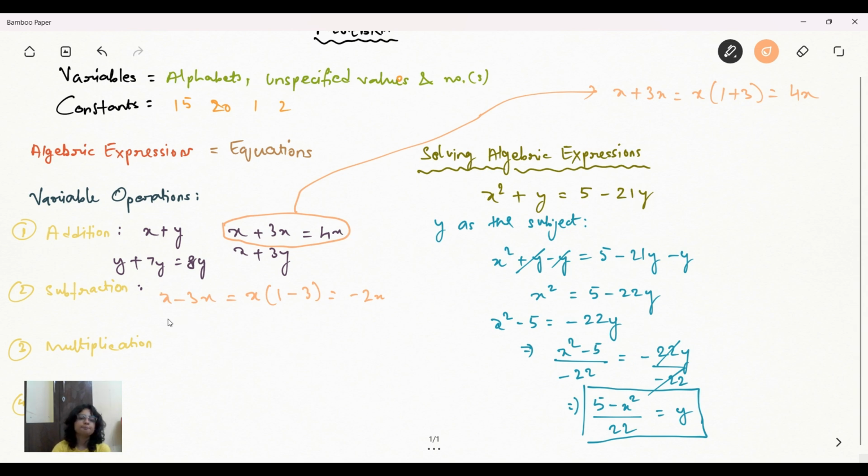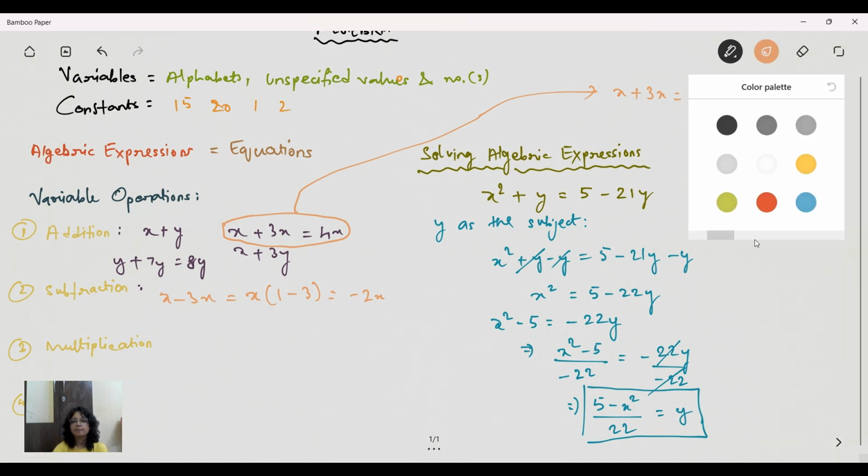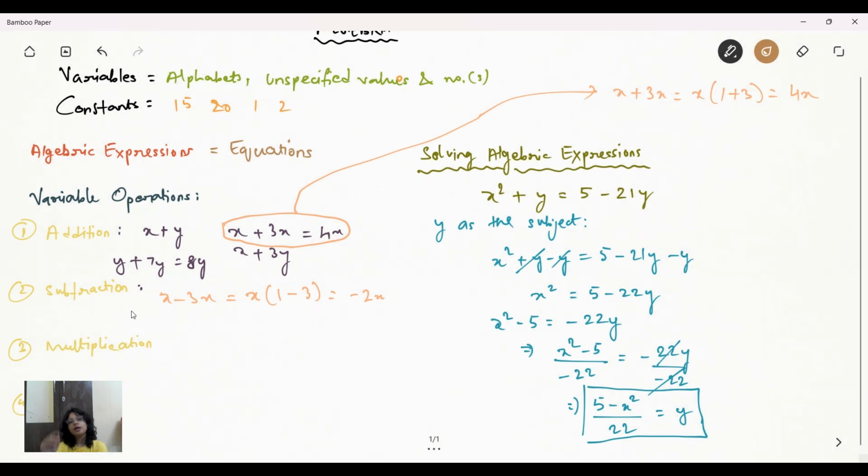Now, suppose there are two unlike variables. Unlike variables means what? Suppose you have x and y, and let's say you have x minus y. Can you further simplify it? The answer is no. This is the most simplified form.